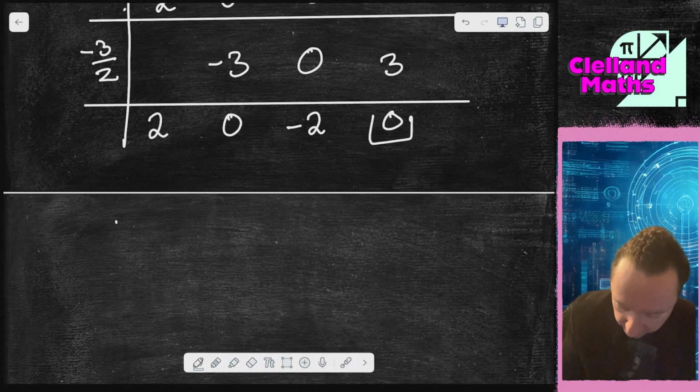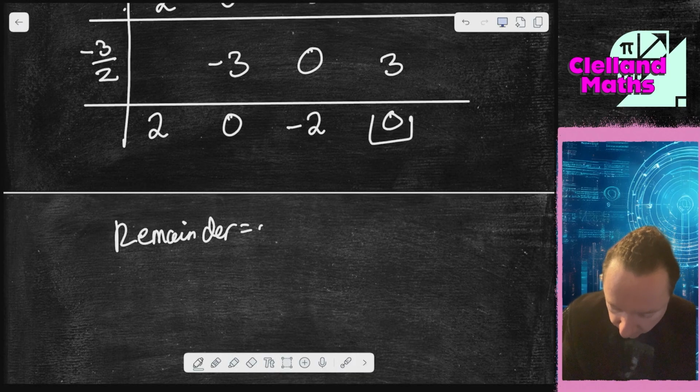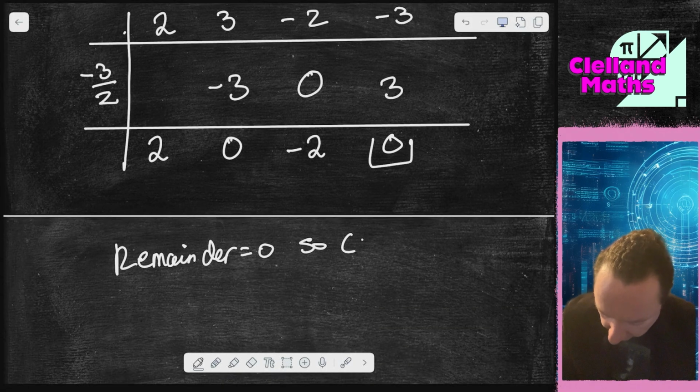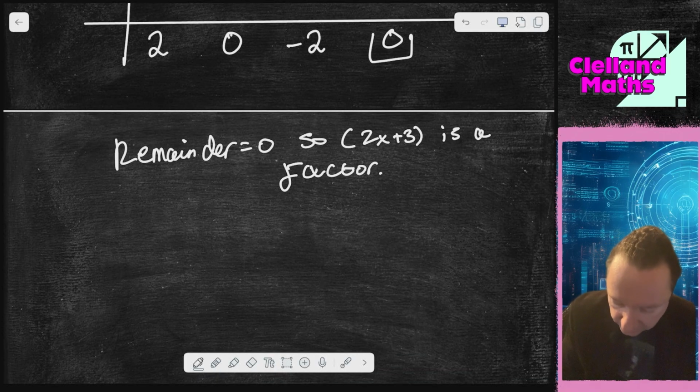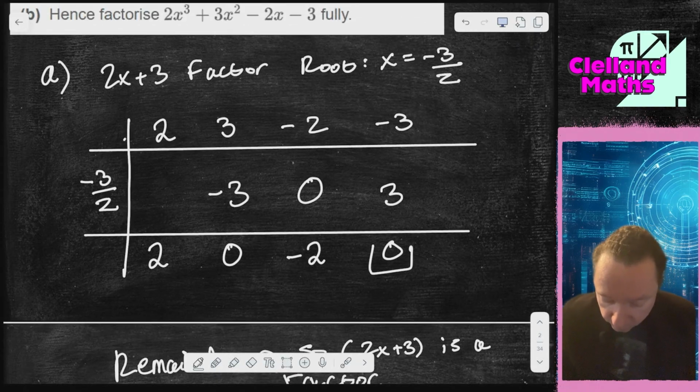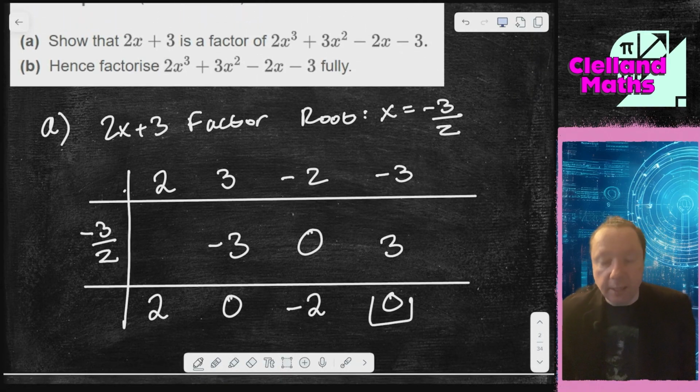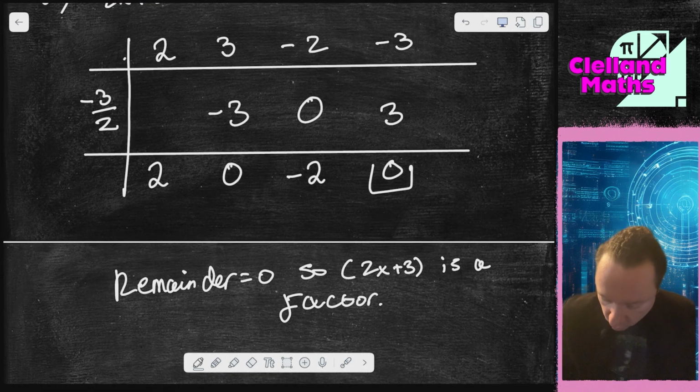You now need a statement. A simple statement would be the remainder equals 0. So, what was it? 2x plus 3 is a factor. The other way to do your statement, for the sake of completeness, is just to say f of minus 3 over 2 equals 0, and therefore 2x plus 3 is a factor. But this is the most common one.